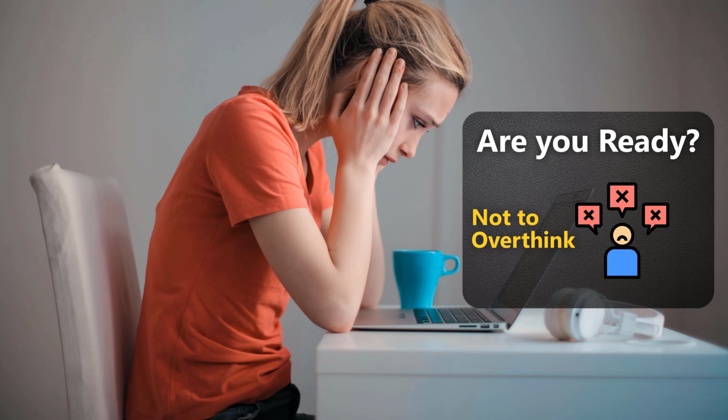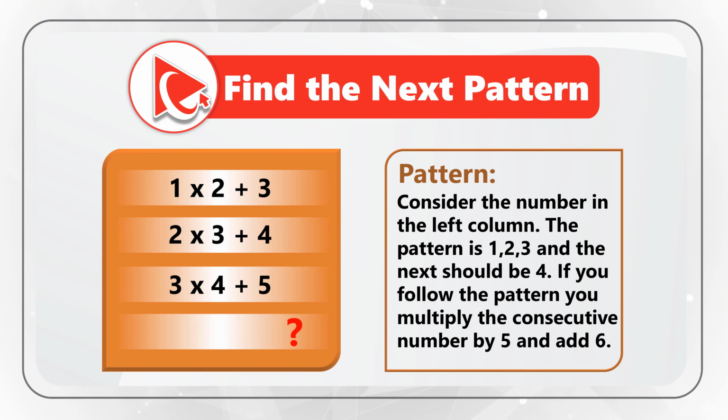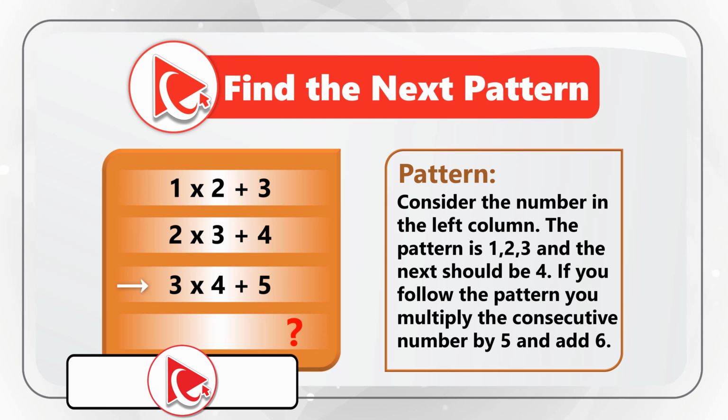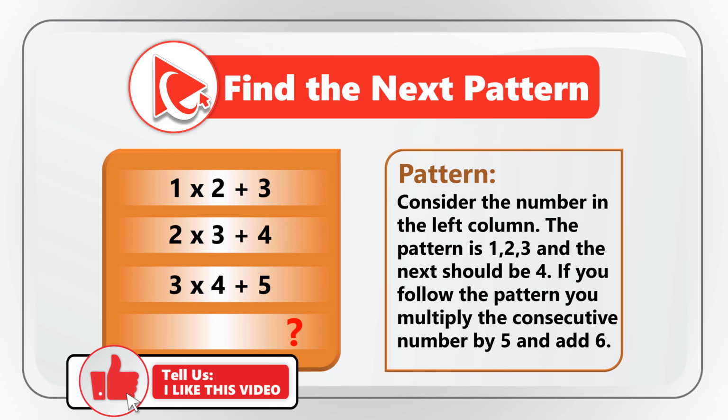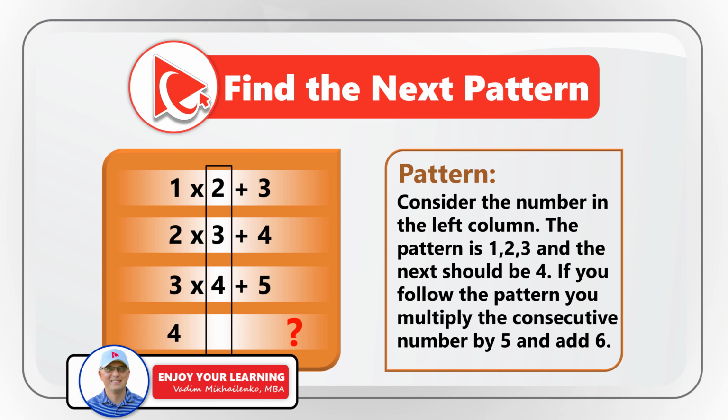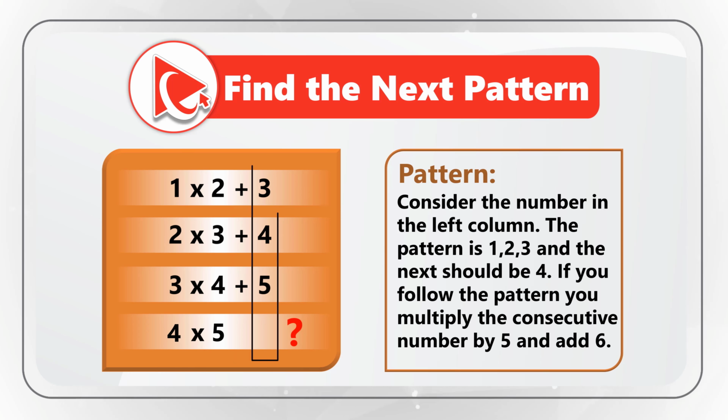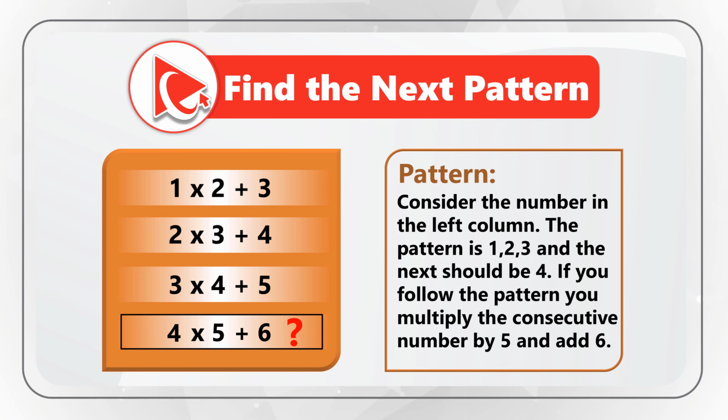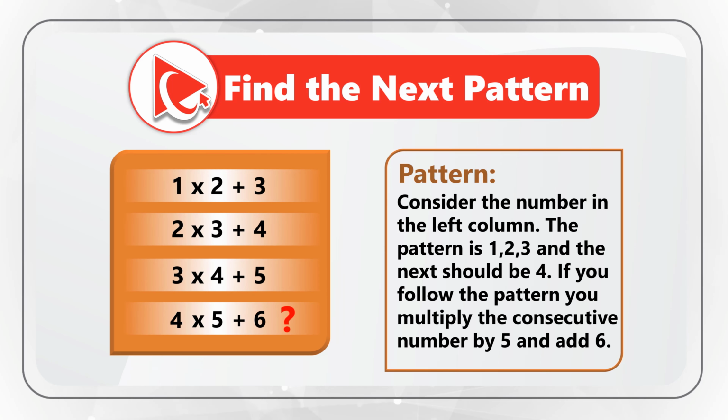Are you ready? The key is not to overthink this problem. To detect the pattern, you need to look at the numbers in the left column. If you look closely, you will see that the numbers in the left column are 1, 2, and 3, which means that the next number in the sequence should be 4. You will also see that the numbers in the expression increment by 1 with each math operation, so the final expression would be 4 multiplied by 5 plus 6, which matches choice B.